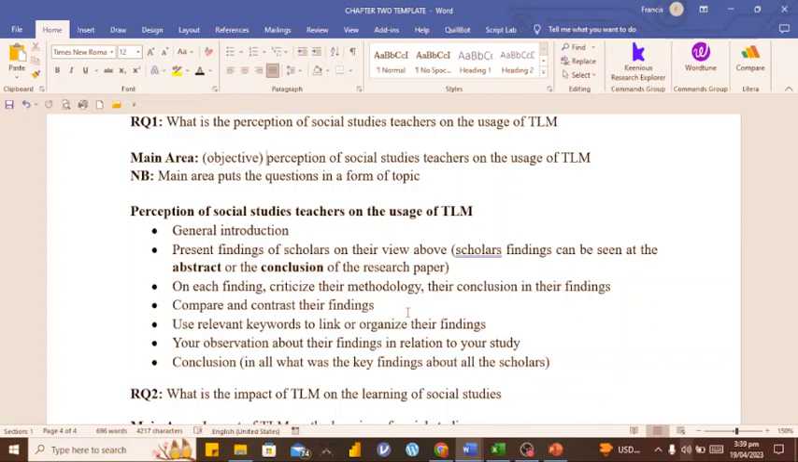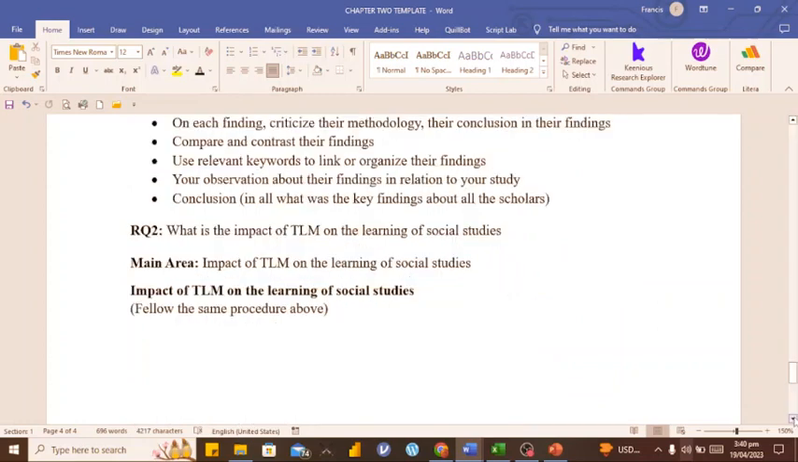So have you seen my research question 2? I put it in the form of objectives like this. "What is the impact of?" You have to reframe it in such a way that it won't be in question form. It will become a topic that you are going to look at: impact of TLM on the learning of social studies. So you follow the same procedure. You have to follow the same procedure to discuss all your research questions.